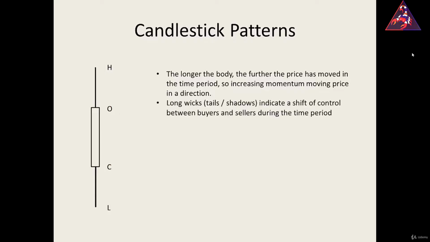So the long wicks or tails or shadows, they indicate a shift in control between buyers and sellers during the time period that the candle was forming. So buyers and sellers have come in from the open of the bar. They've pushed the market up, they've pushed the market down, and buyers have come back in and pushed the market back up again to the close. We can use the candlestick to help us identify market sentiment by comparing a current candle with adjacent candlestick. We'll see more on that later.